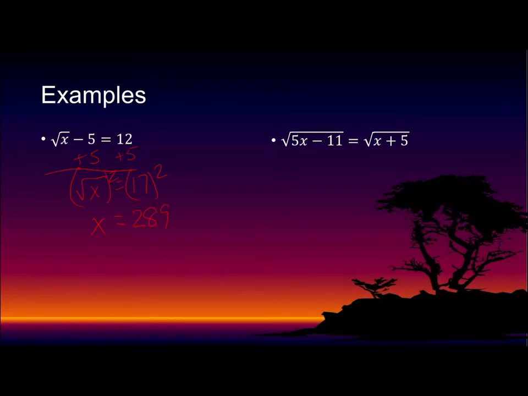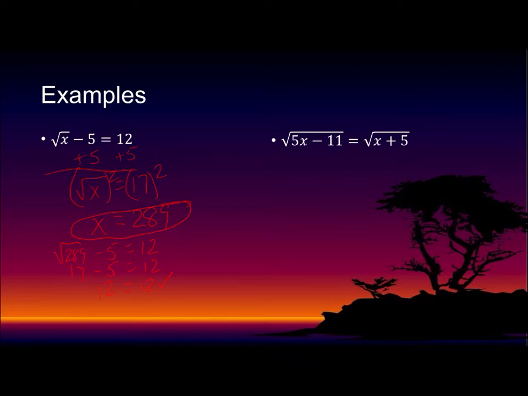289. To check that, we'll go with radical 289 minus 5 equal to 12. Radical 289 is 17, minus 5 equal to 12. And 12 is equal to 12. So that does check out, meaning that 289 is a viable solution for this radical equation.